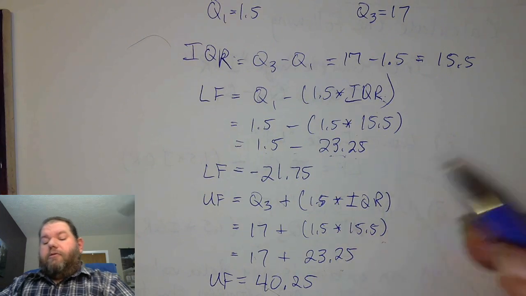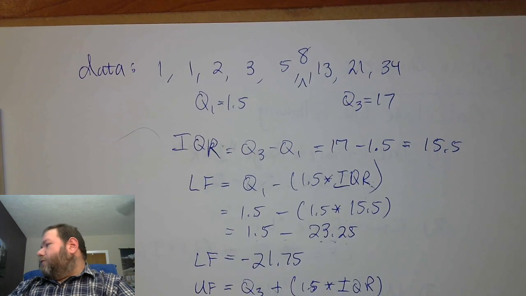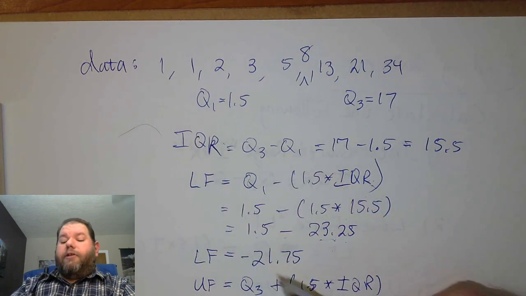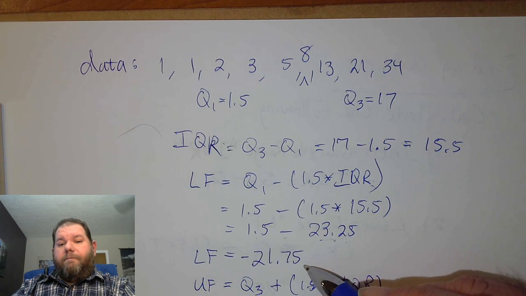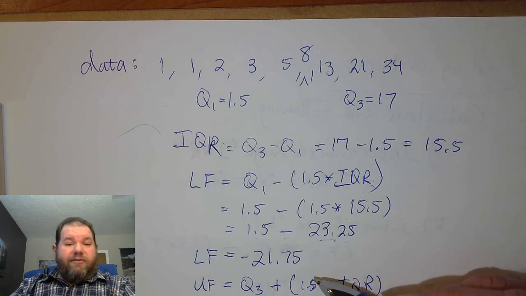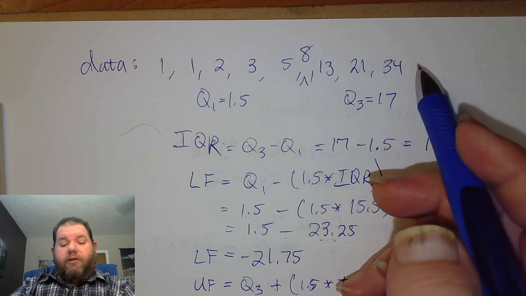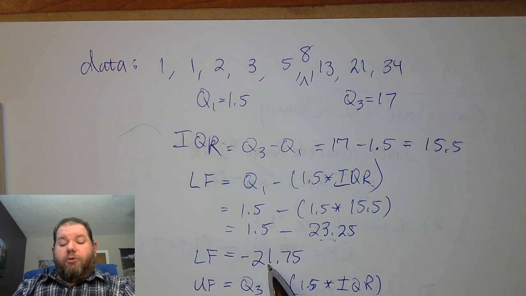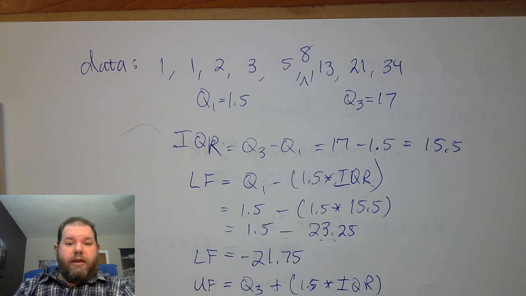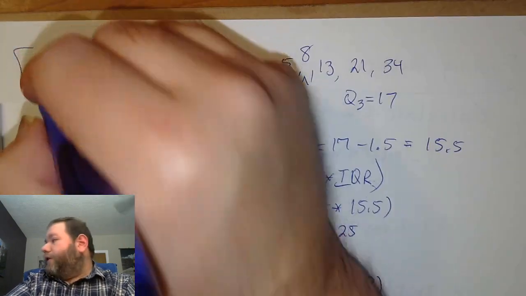Now, we look back at our data. Are any of our data values lower than negative 21.75? And the answer is no, because our numbers are all positive for starters. Looking at these, the lowest one is 1, and the lower fence is certainly further down than that. So if this is our data set, our lower fence would be way over here.